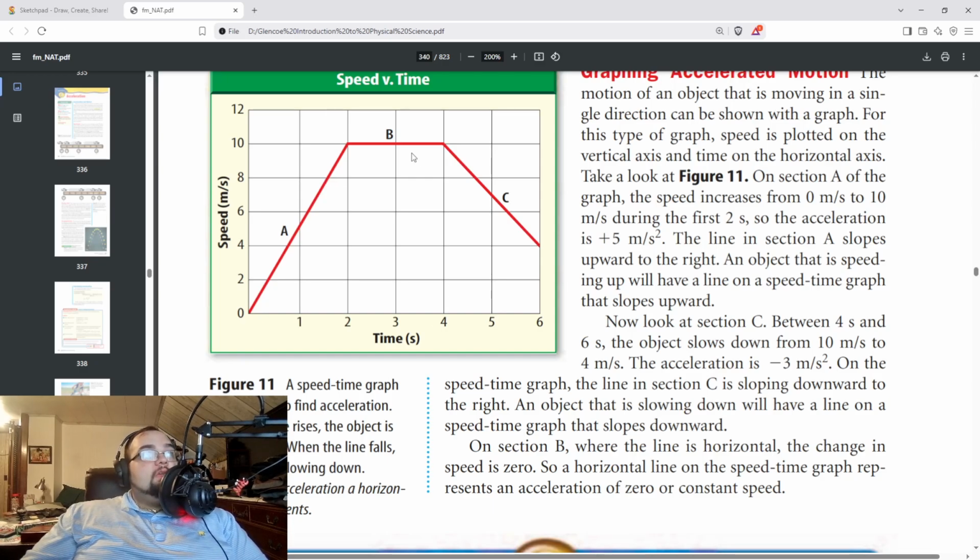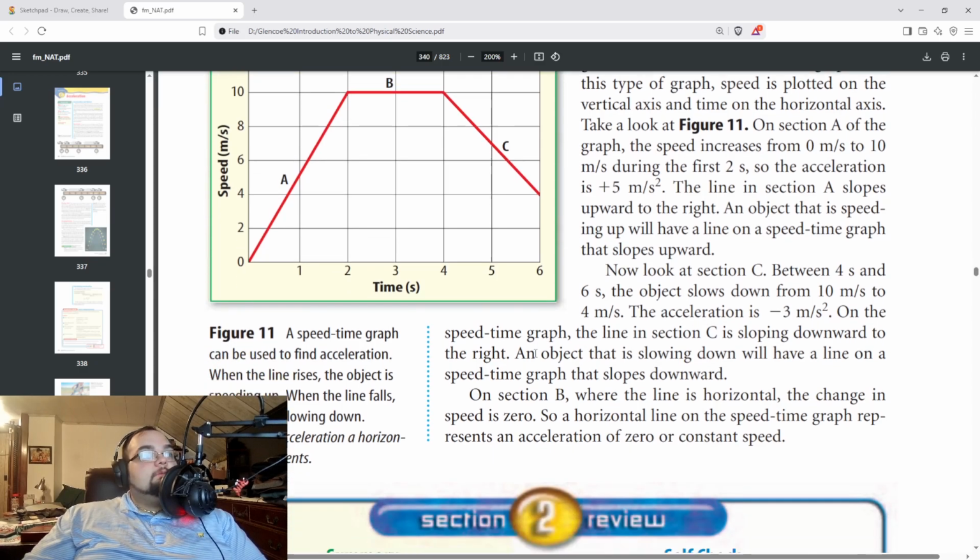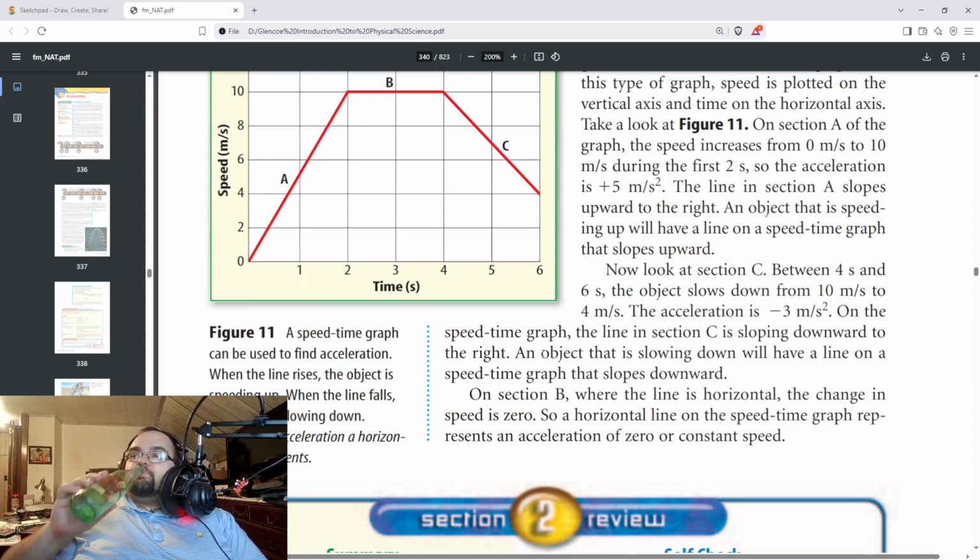On section B, which is this horizontal line right here, the slope is 0. It's horizontal. The change in speed is 0. So it's still moving, but it's not speeding up and it's not slowing down. It's staying at 10 meters a second. It's not stopped. It just keeps going at the same speed. There's no acceleration. Do some practice problems before you get your work.